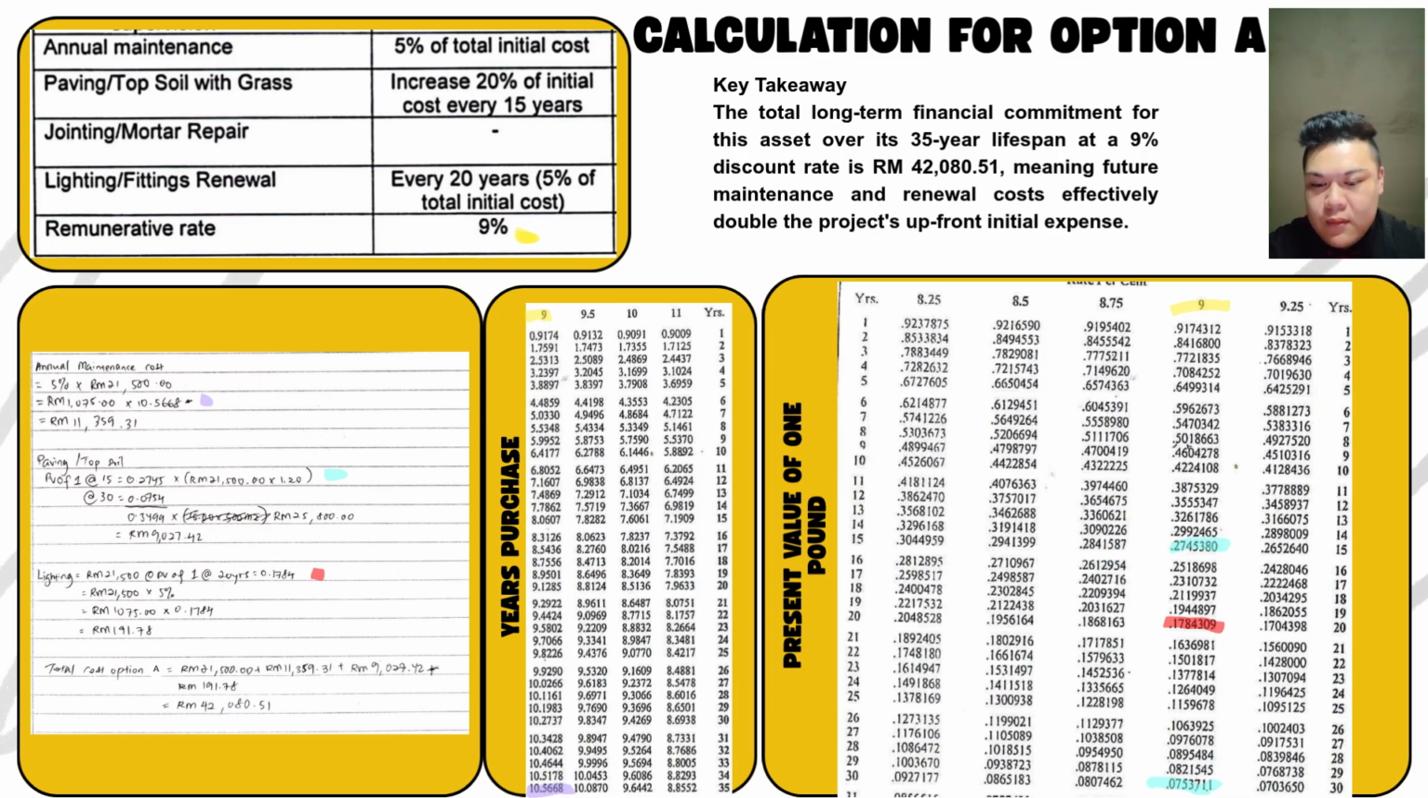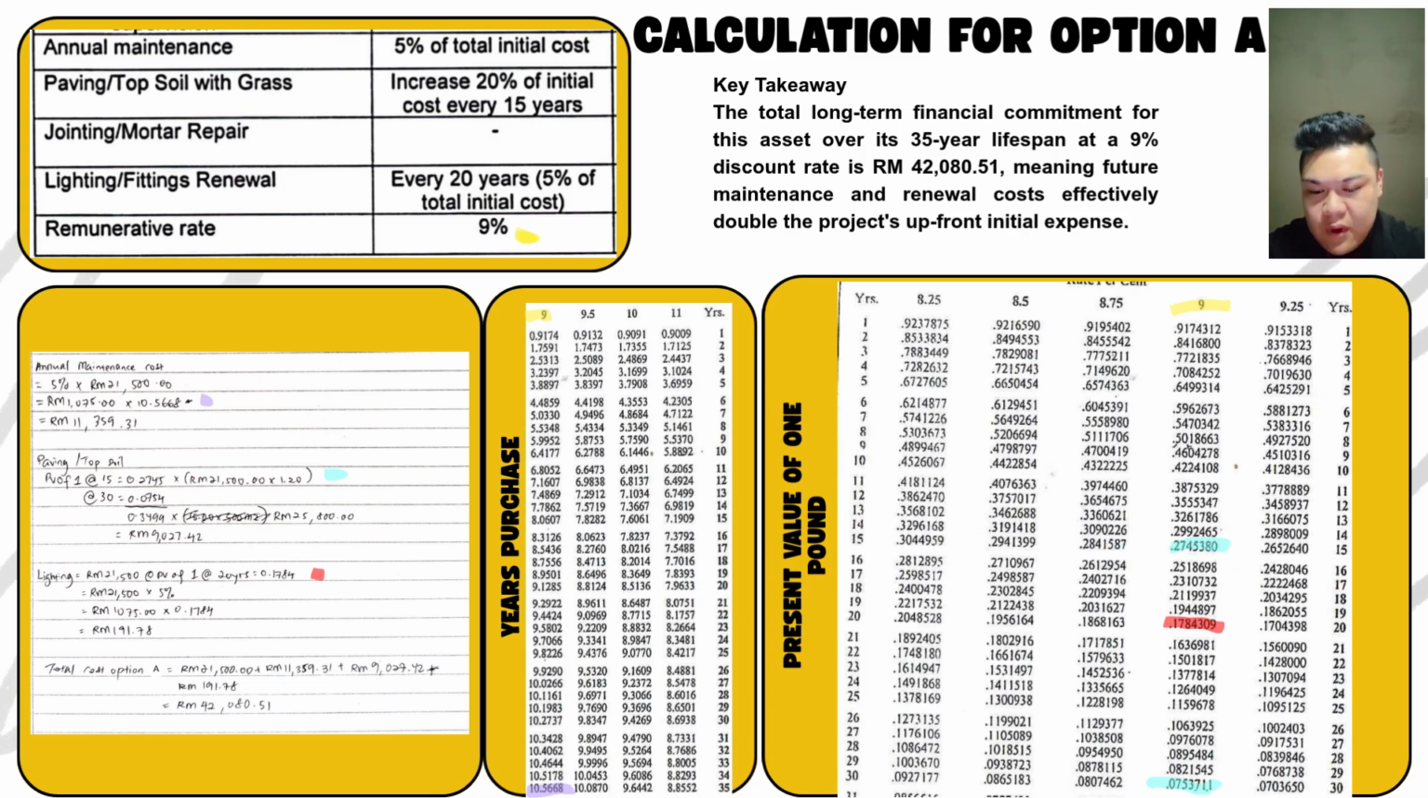You will get 9,027.42. For the electric, use again the 21,500, then use the PV of 1 pound table, and look at 20 years under 9%, which is 0.1784. So 21,500 times 5% gives you 1,075, then times 0.1784, you will get RM 191.78.